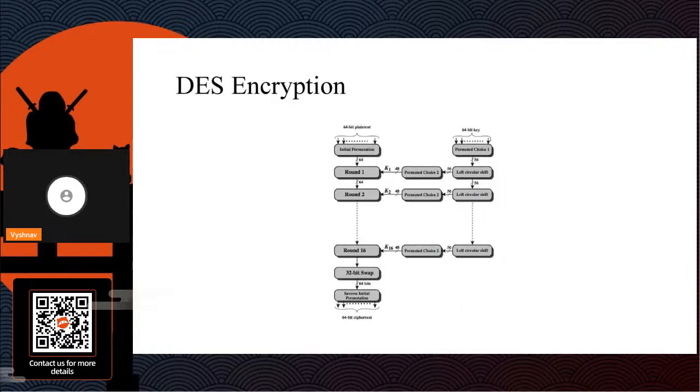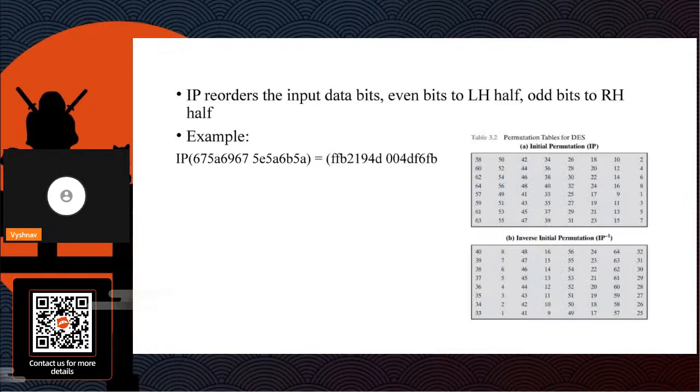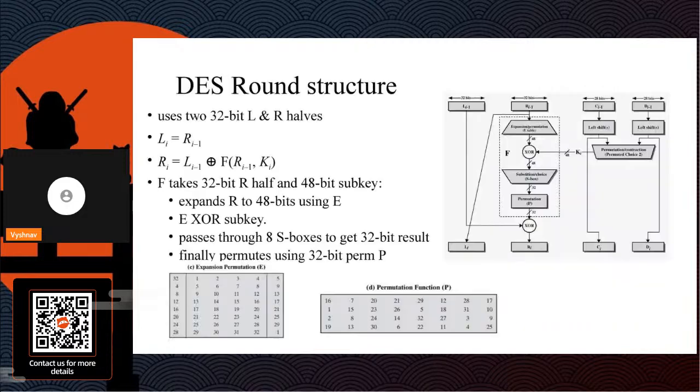So the first step is the initial permutation. The initial permutation reorders the input data bits, even bits to the left half and odd bits to the right half. Let's take an example. If this is the data, this byte data is converted to bits, and the even bit positions are shifted to the start and the odd positions to the end. So basically, we get this output. The 58th bit will be first, the 50th bit will be second, the 42nd bit will be third, and so on.